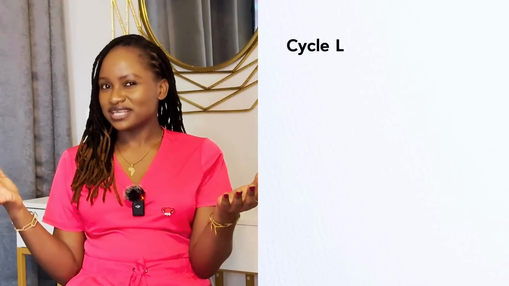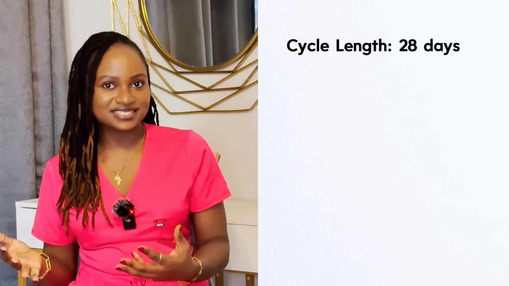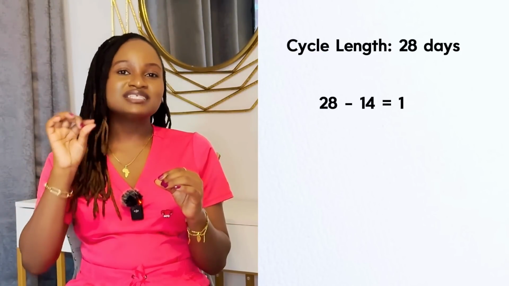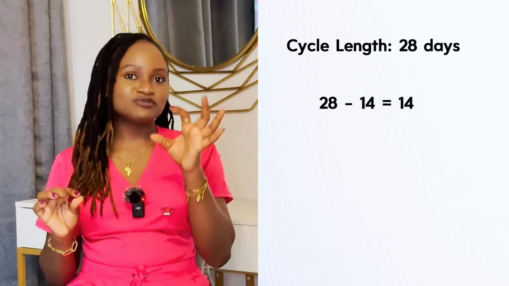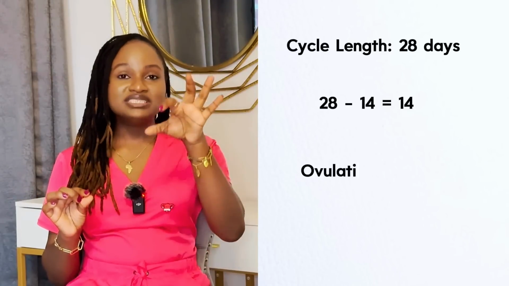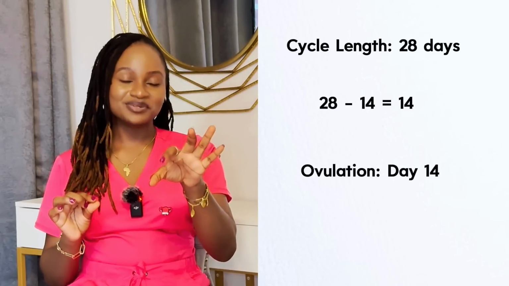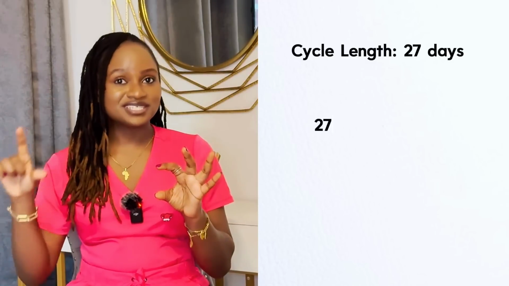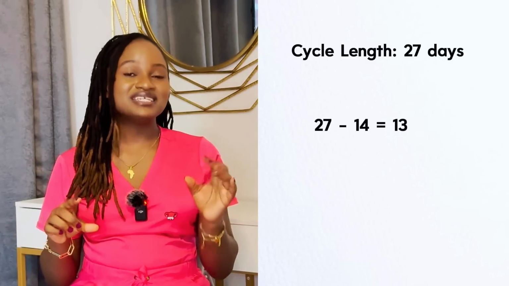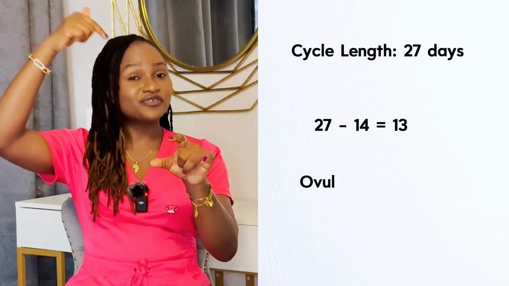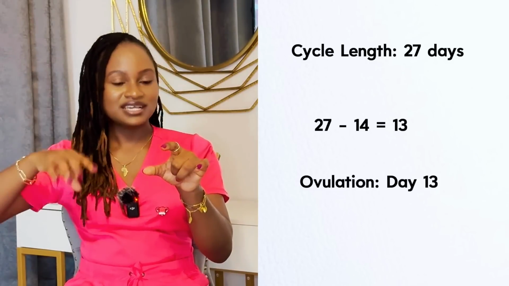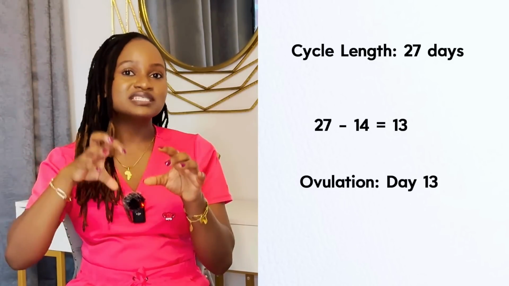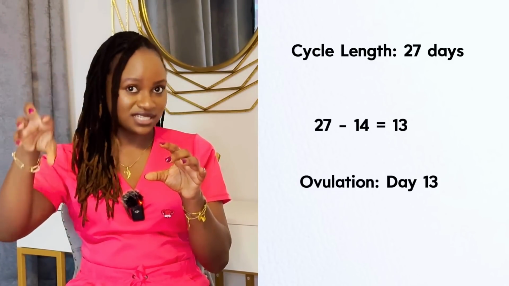Let's assume that your cycle length is 28 days. You subtract 14 days from that and you'll be left with 14, meaning that on day 14 of your menstrual cycle, that is the time you are most likely to ovulate. The same goes if you have a 27-day cycle, you subtract 14 days and it will give you 13, meaning that on day 13, counting from the first day you see your period, that day 13 is the most likely time that you are to ovulate.